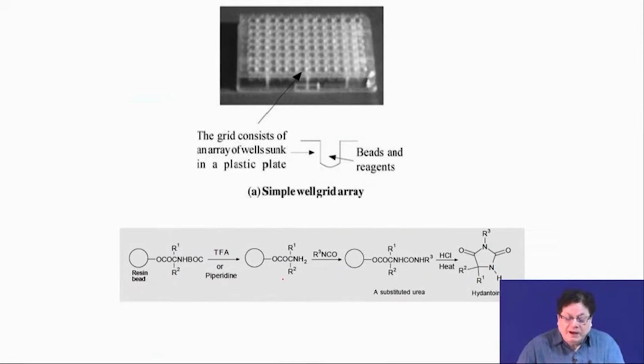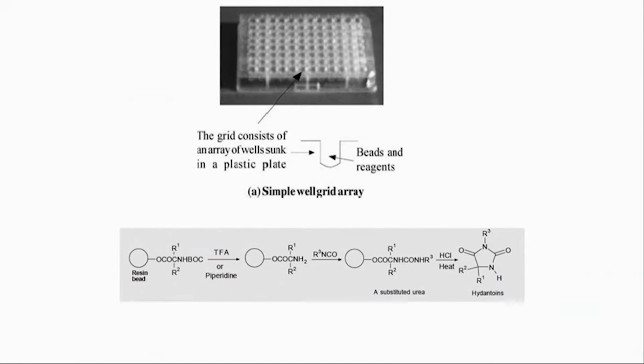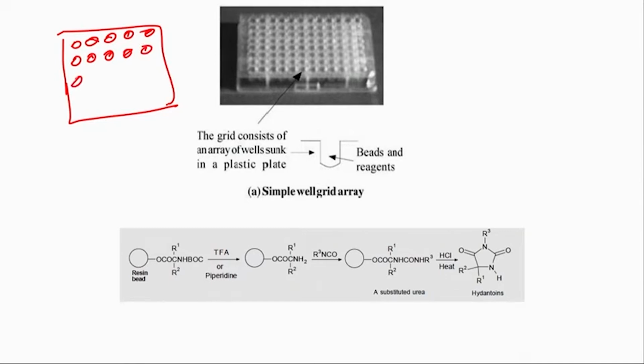Now, this is an example of how combinatorial chemistry is done. You take a plate, and there are wells in the plate, that means grooves. Okay. Now, what you do? Suppose you are doing this type of reaction, where this resin bead is attached via an ester linkage to an N-Boc amino acid, okay, with R1 and R2 as shown here.